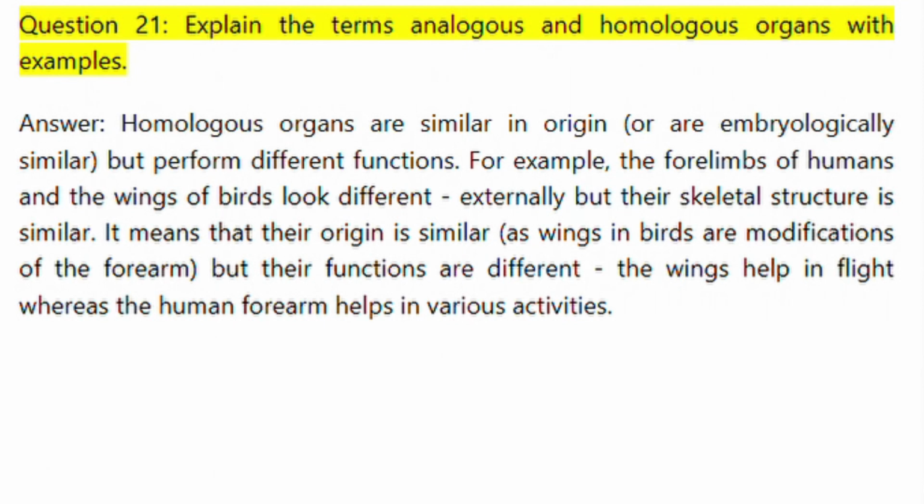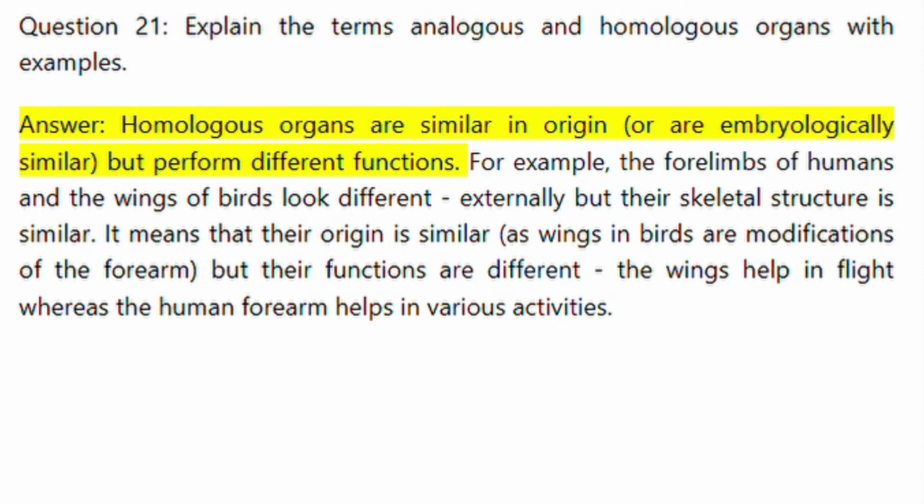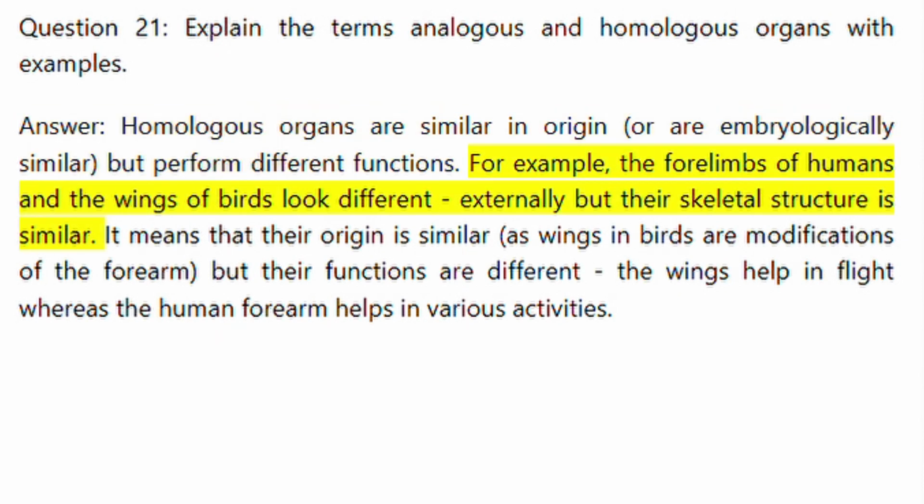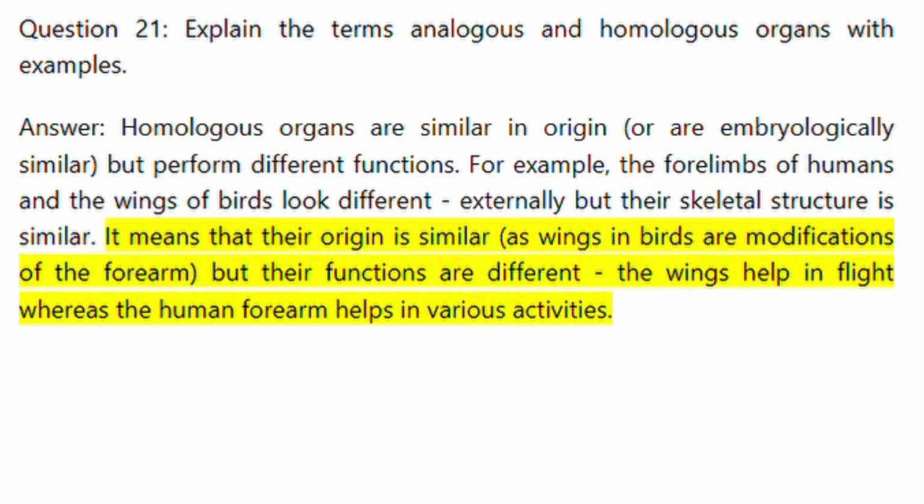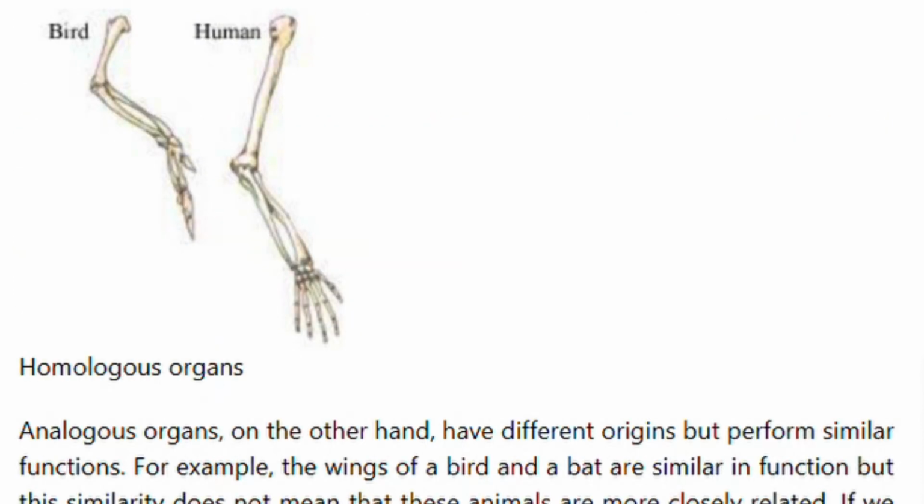Question 21. Explain the terms analogous and homologous organs with examples. Answer. Homologous organs are similar in origin, or are embryologically similar, but perform different functions. For example, the forelimbs of humans and the wings of birds look different externally, but their skeletal structure is similar. It means that their origin is similar, as wings in birds are modifications of the forearm, but their functions are different. The wings help in flight, whereas the human forearm helps in various activities. Homologous organs.